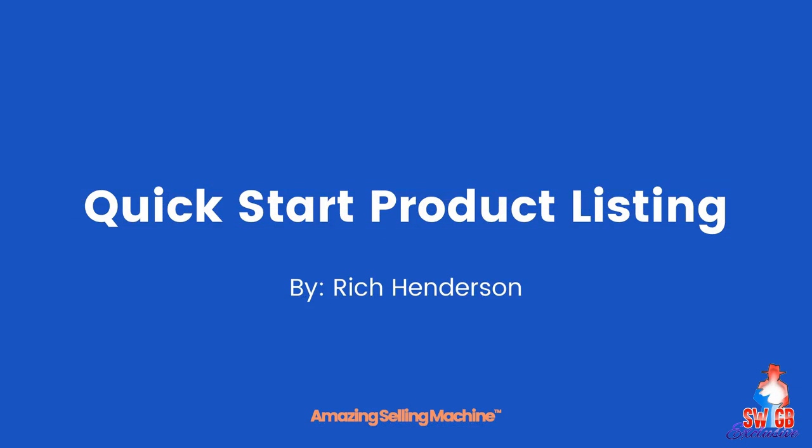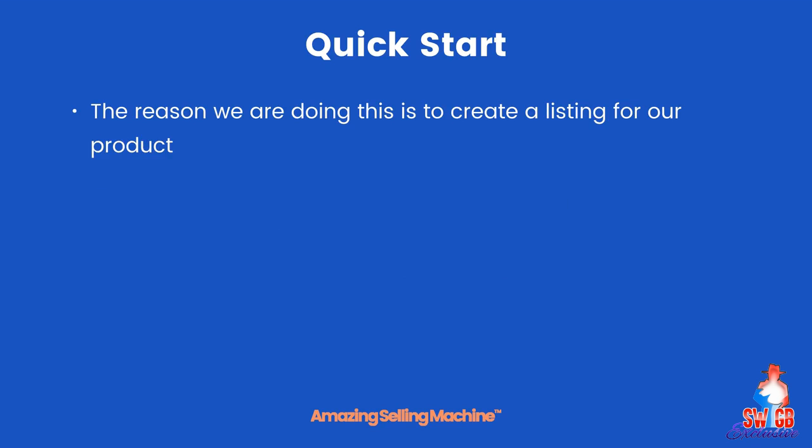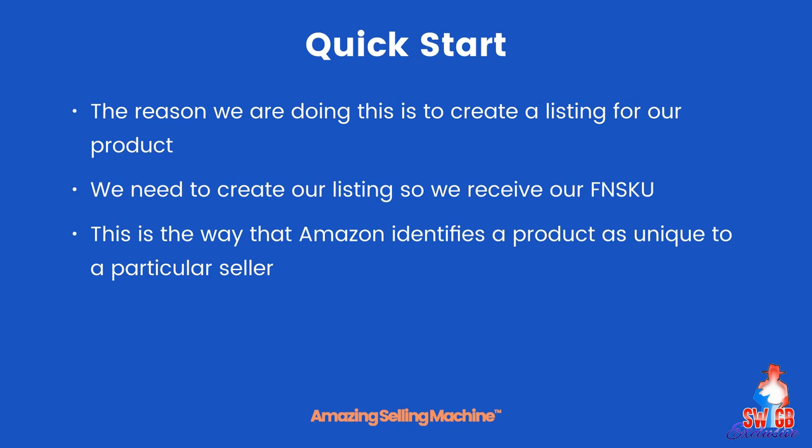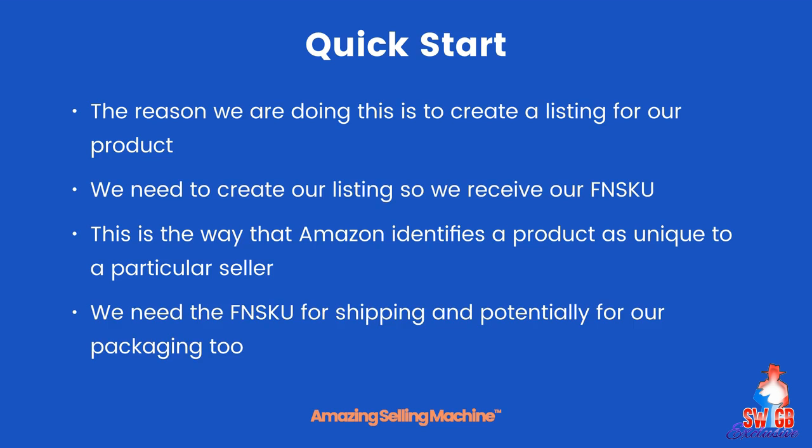Quick Start Product Listing. In this lesson you're going to learn how to set up a basic listing for your product and also why we do this now. The reason we are doing this is to create a listing for our product, and we need to create our listing so we receive our FNSKU. This is the way that Amazon identifies a product as unique to a particular seller. In other words, you. We need the FNSKU for shipping and potentially for our packaging too.